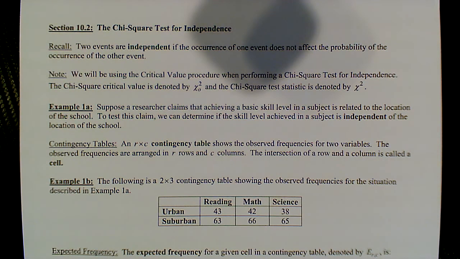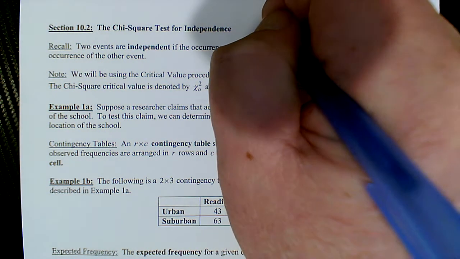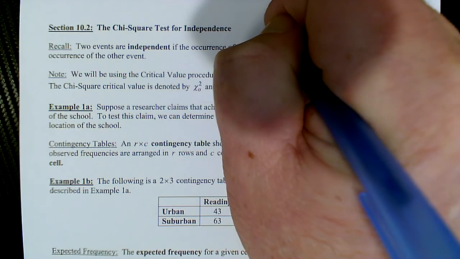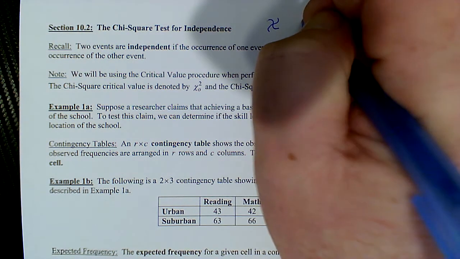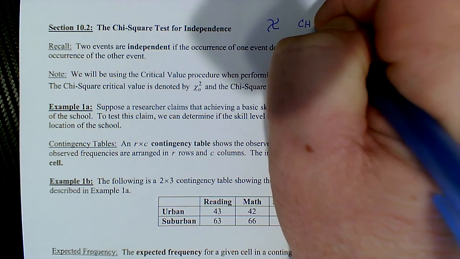Hello everyone. This is section 10.2, the chi-square test for independence. So we have a Greek letter, looks like an X, it's a fancy X, and that's the Greek letter chi. So that's how it's pronounced.